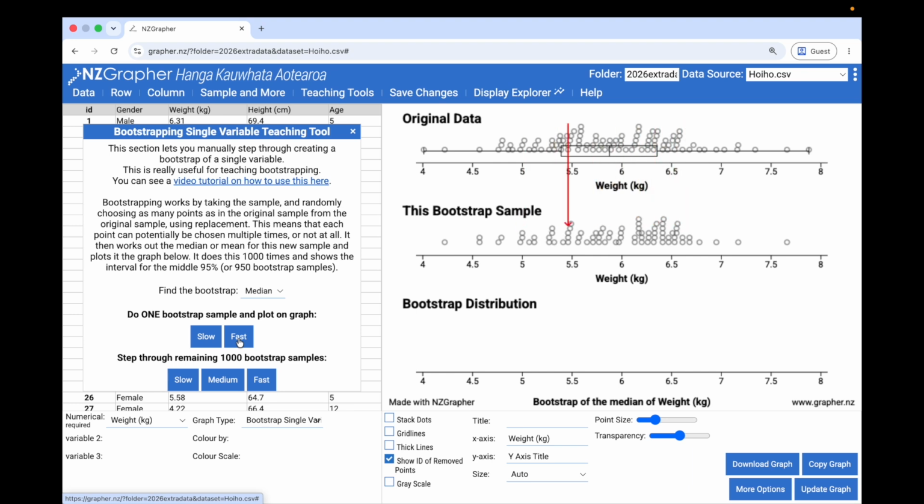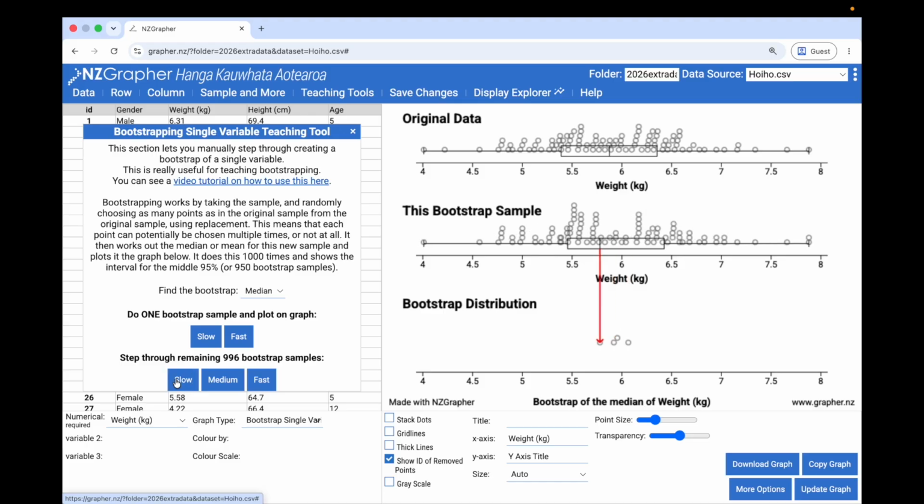And that will eventually result in a sample. So we've got a bootstrap sample here. We've worked out the median of it, and we've plotted it down the bottom. What we want to do is do that 1,000 times. Doing that by hand would be painful. Doing it by the computer isn't too bad.